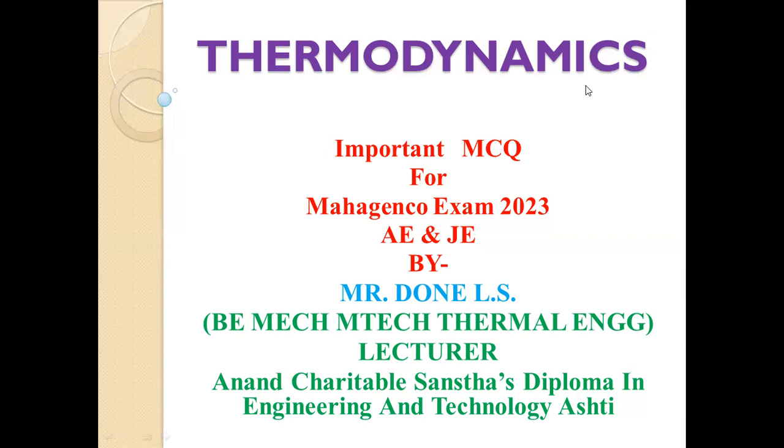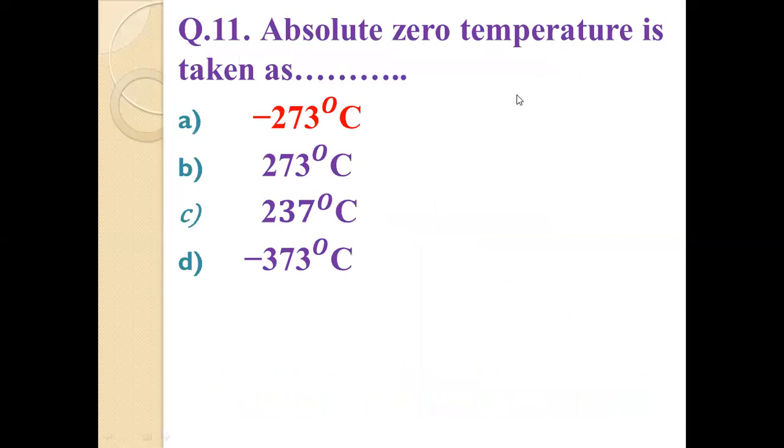See, first question. Today's first question is question number 11. Absolute zero temperature is taken as, options are given here: A, minus 273 degrees Celsius; B, 273 degrees Celsius; C, 237 degrees Celsius; and D, minus 373 degrees Celsius.